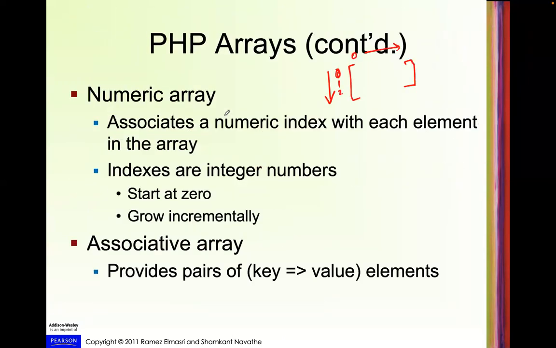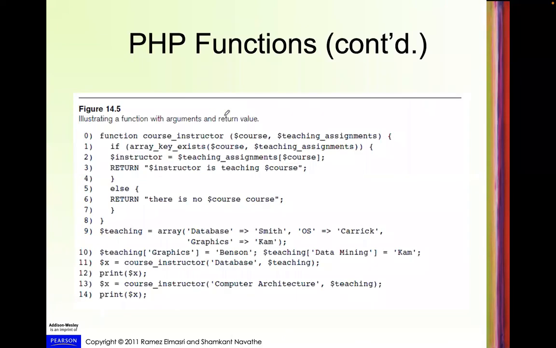All right, so let's see. This is another function which is taking two parameters, course and teaching assignment. You can see what we are doing: if the array has a key with course and teaching assignment, it will get this information. Instructor will be the teaching assignment of course, and it is going to do something. So that's how we can write a function. A function starts with this keyword, the name of the function, and the list of parameters.